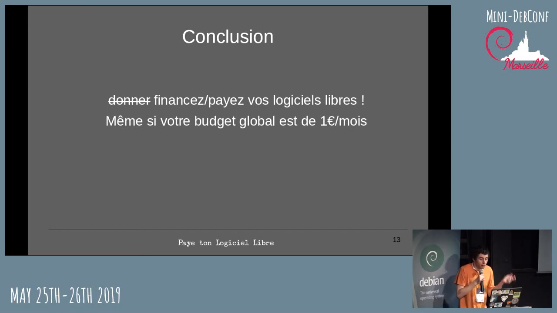Finance and pay your free software, even if your global budget is €1 per month. Everyone should at least find €1 per month to pay for Libre software, whether it's a big project or a small project. If everyone donates, many projects will get funding. We don't yet have the issue that only a few projects get a lot of money. Don't worry about that, just donate to what you like.